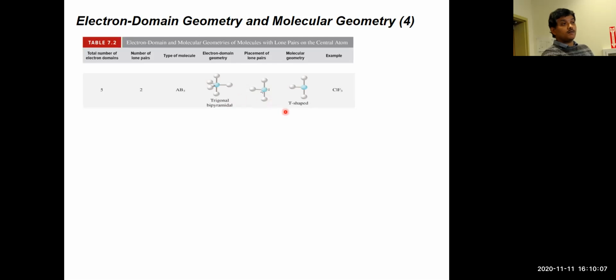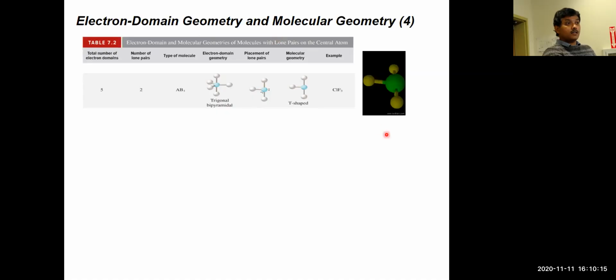Now the molecular geometry is only T-shaped. For an AB3 type molecule with 2 lone pairs, the shape is T-shaped. And it looks like this, T-shaped: 2 atoms in linear and 1 across.